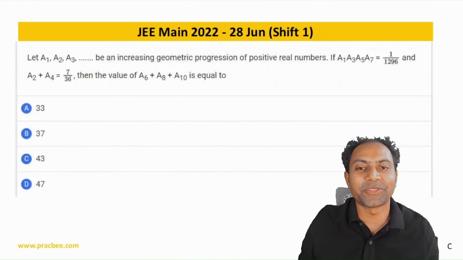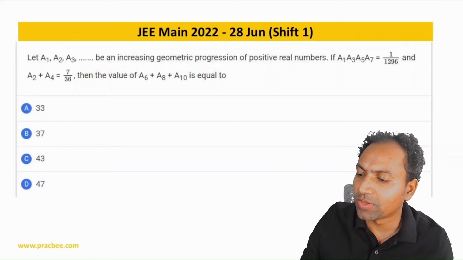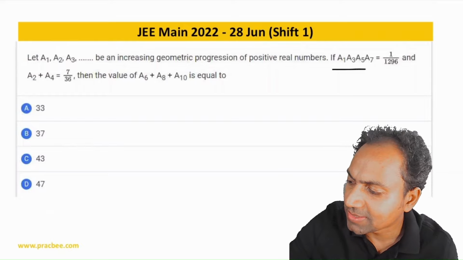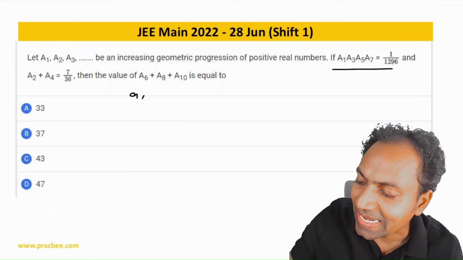Now let us look into this next question. Quite a simple question. What you have to do is just substitute the value and get to the answer. So now they have given this condition and all the terms are in geometric progression. So we can assume A and R in this question.